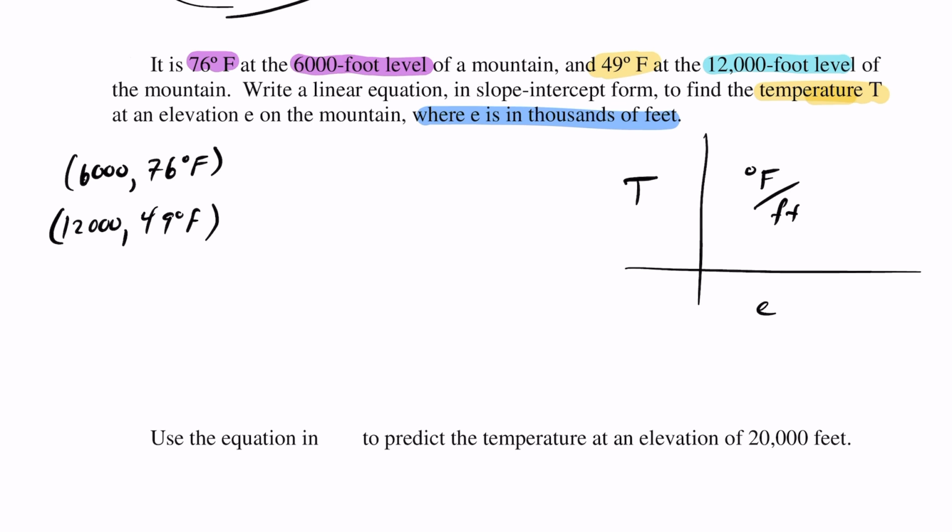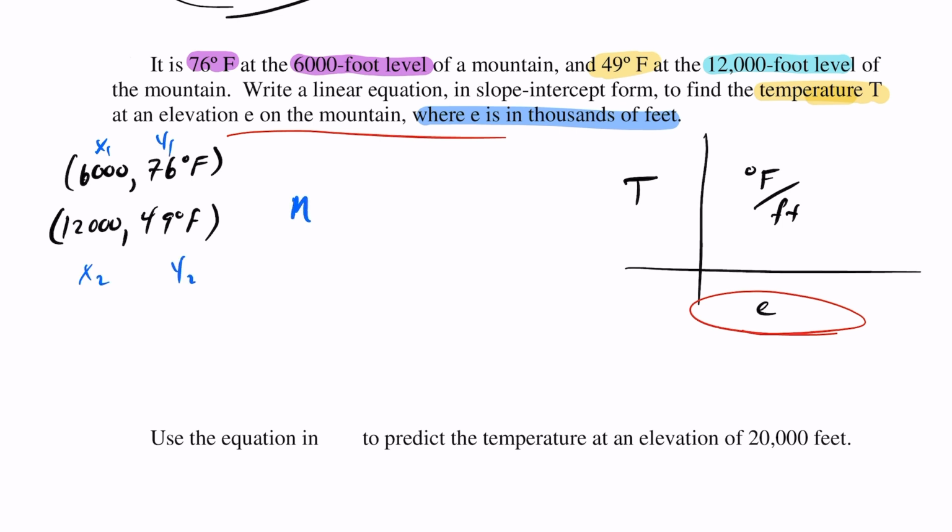So per foot, my rate of change is how much the temperature is decreasing per foot that I increase my elevation up this mountain. So again, I found my 2 points here. And notice, when they define this here, it's referencing your E as your x-axis. We're going to go ahead and label this x1, y1, x2, y2.